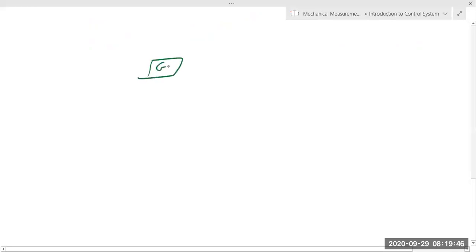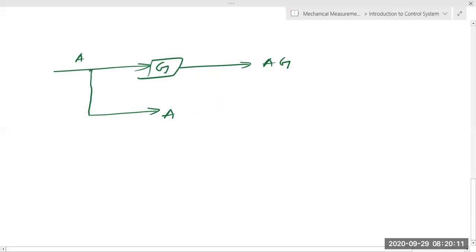Suppose this is my block G, okay? And suppose there is a signal A. So we know what will come out of this will be AG. Okay, simple. Suppose I am taking a branch out of this. This signal will also be A. This kind of point where I am taking a signal branch is called a branch out. I'll just name it. This A that is coming out of the main A is called branching or branch out. Okay.